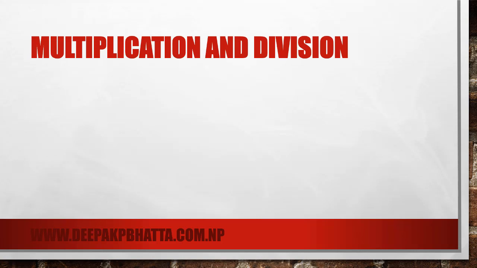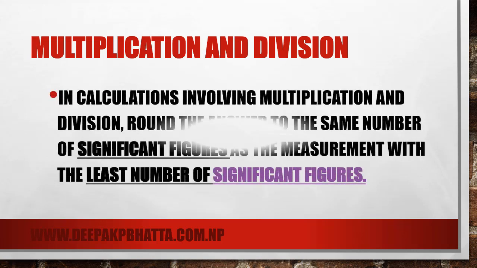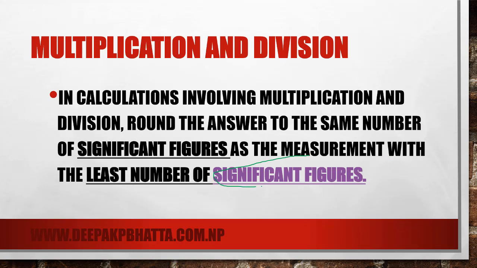Again, the rounding rule for multiplication and division. In a calculation involving multiplication and division, round the answer to the same number of significant digits as the measurement with the least number of significant figures. Here also it is the least number of significant figures, whereas earlier, for addition and subtraction, it was the least number of decimal places. Okay, we remember it.